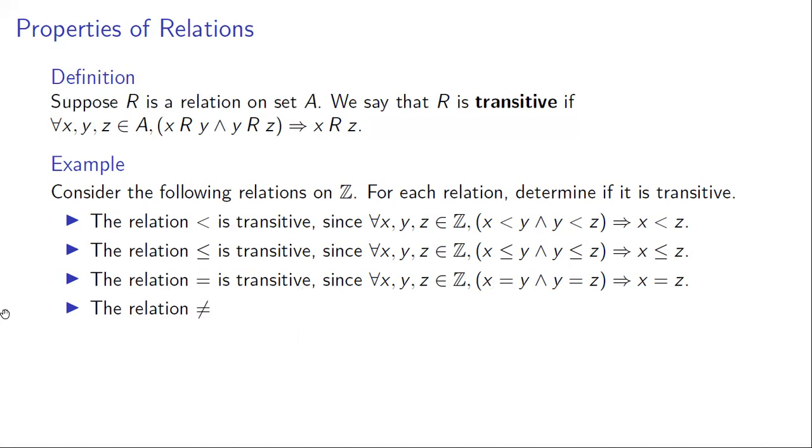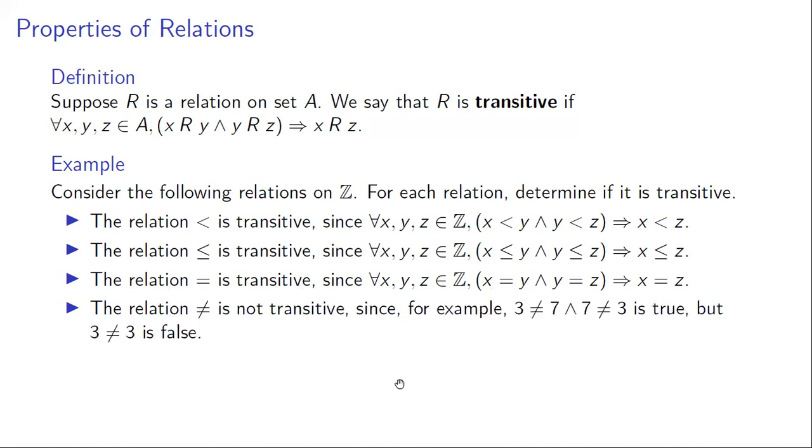Next example, how about the relation not equals? Is it transitive? It is not transitive. Since, for example, if I tell you 3 is not equal to 7 and 7 is not equal to 3, that is true. However, is it true that 3 is not equal to 3? No, that is false.